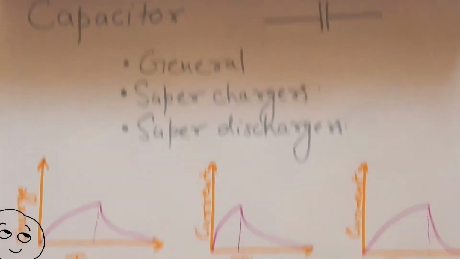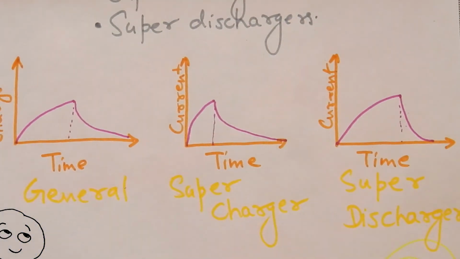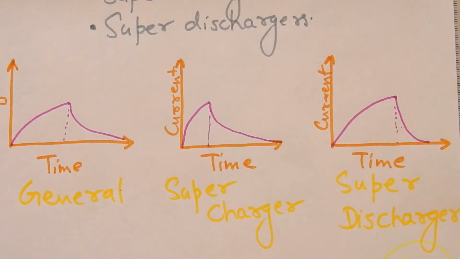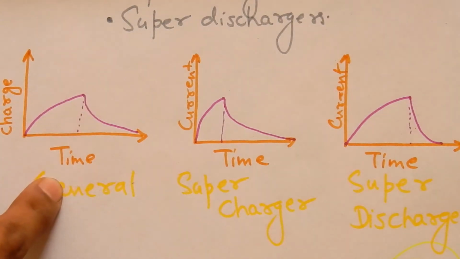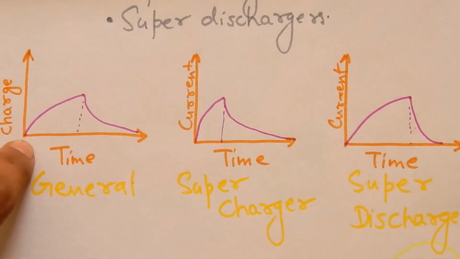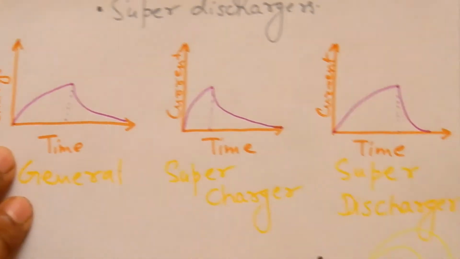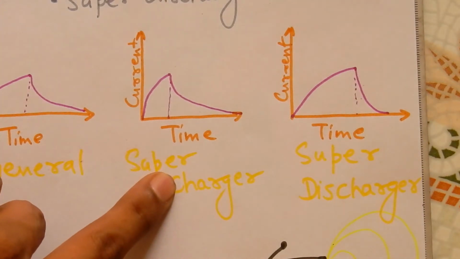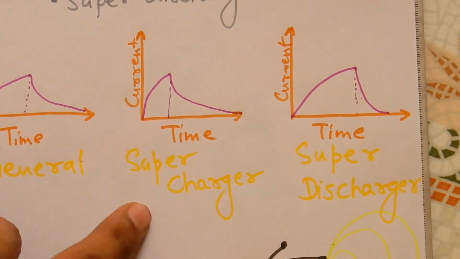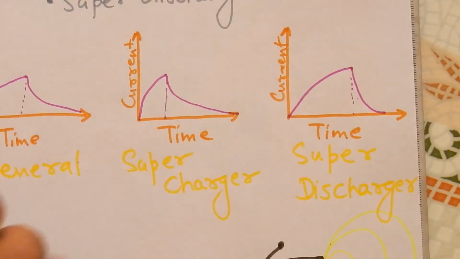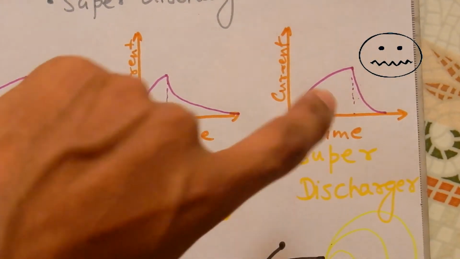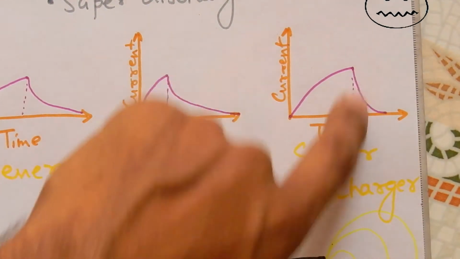This is a comparison graph that we have for general capacitors, superchargers and super dischargers. We're talking about general capacitors. Let's assume it takes 1 second to charge and 1 second to discharge. Comparatively, a supercharger will charge in only half a second and will take 1.5 seconds to discharge. And similarly, a super discharger takes 1.5 seconds to charge but only half a second to discharge.